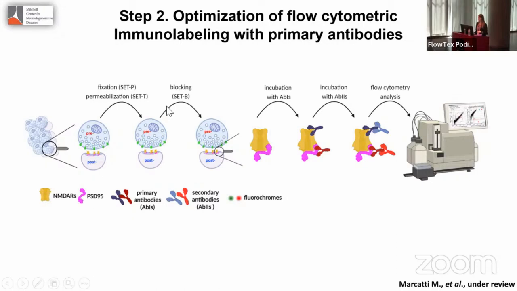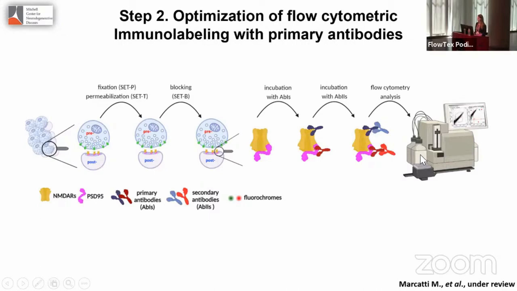So we had to use very mild fixation and permeabilization conditions. Then we blocked nonspecific signal using BSA, always with everything prepared in the buffer that I was talking about before. Then we incubated with the primary antibodies, and of course secondary antibodies, and we analyzed at the flow cytometer.